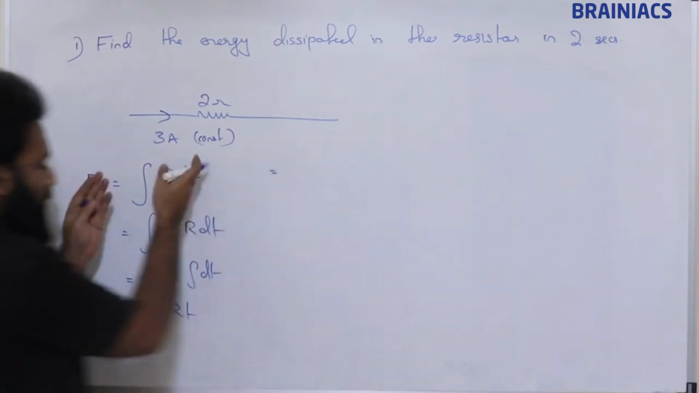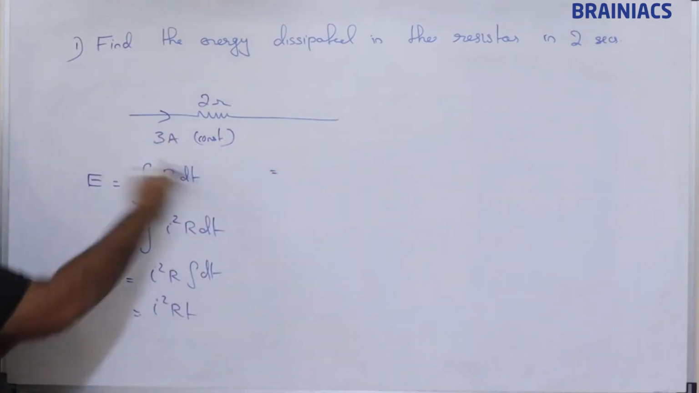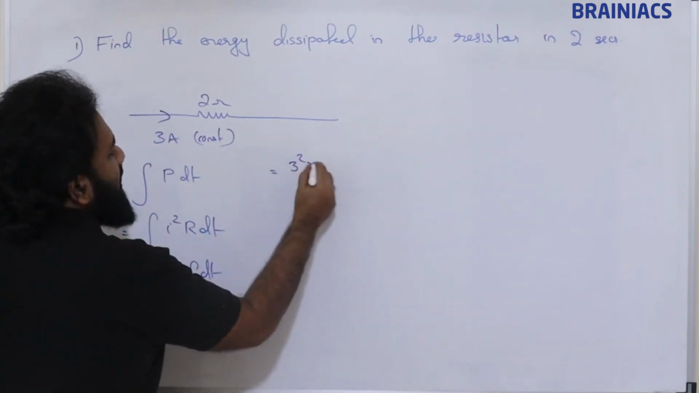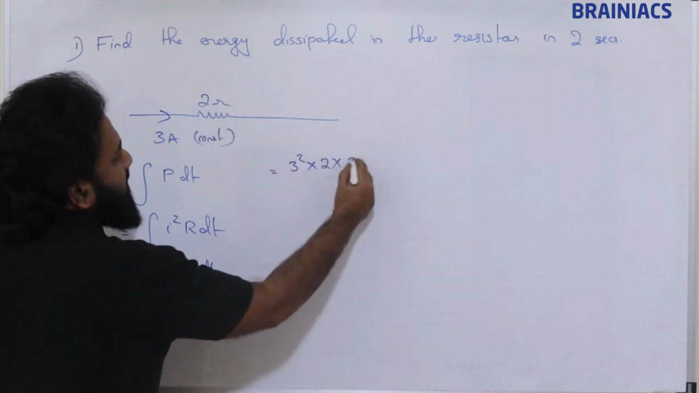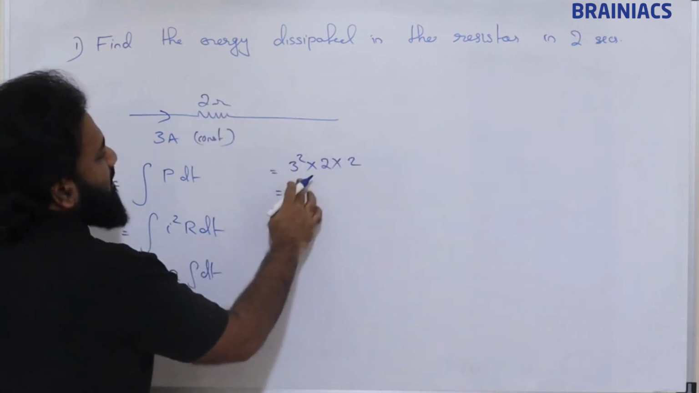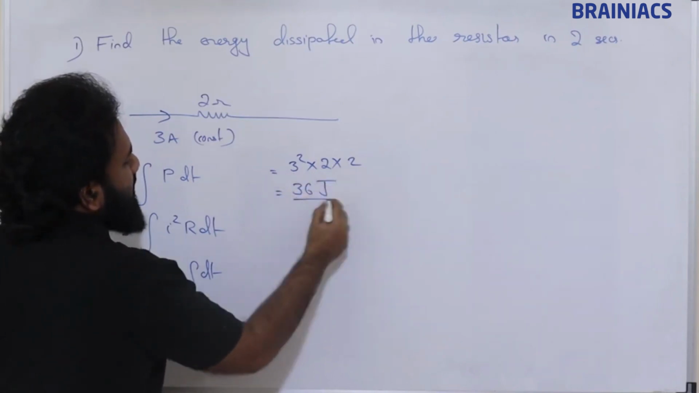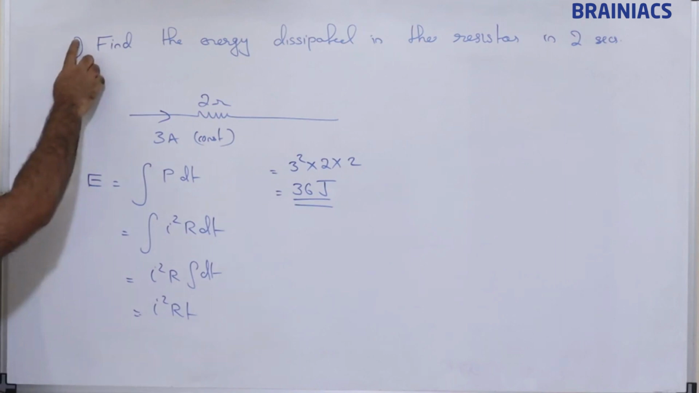When we do all that, we get I square R into T. I wrote this just for understanding purposes. Now if we see the current is constant, directly we can apply the formula. So 3 square into R, which is 2, time is given as 2. So this is 9 into 4, 36 joule. So this is the answer here. Clear? Now we will do a small change in the question.